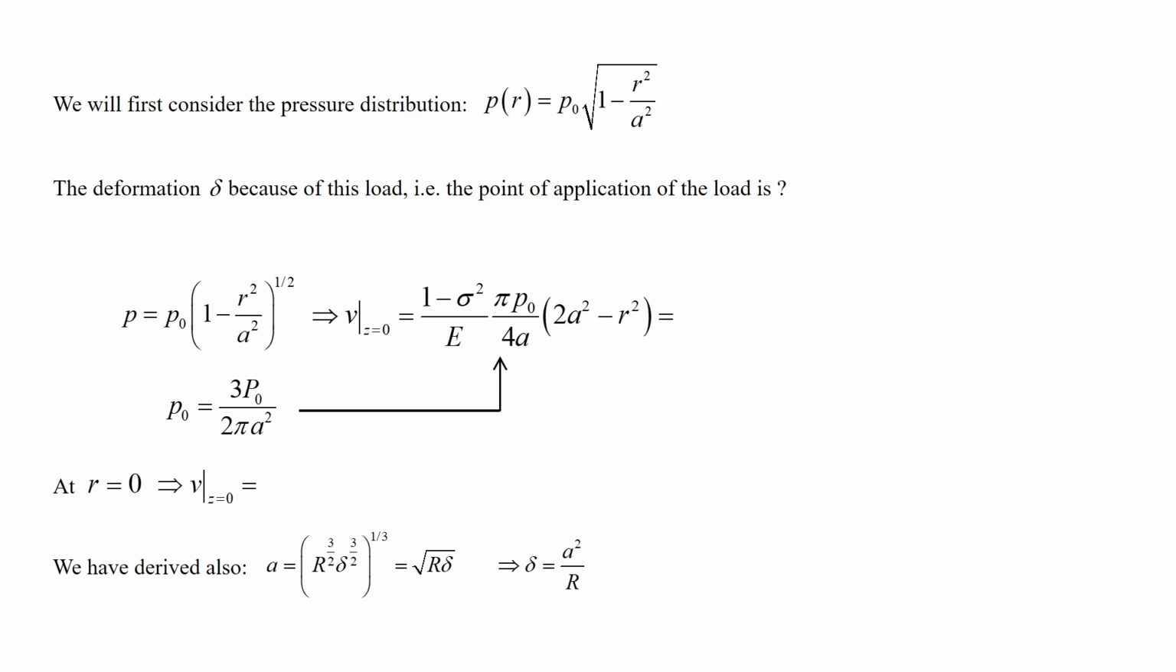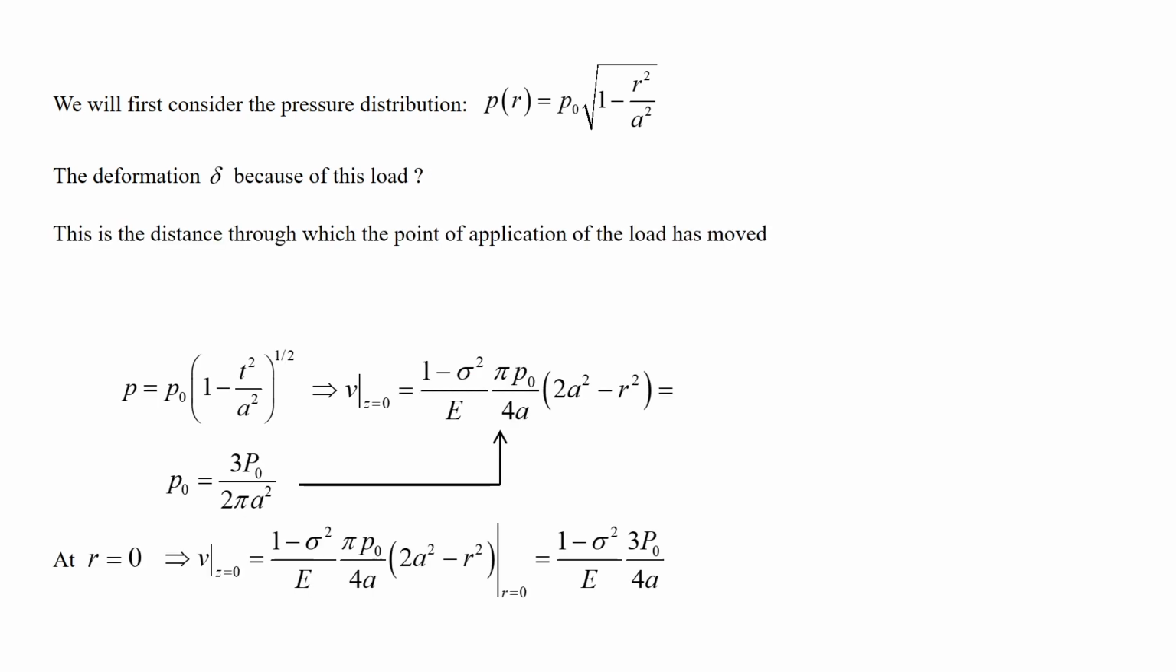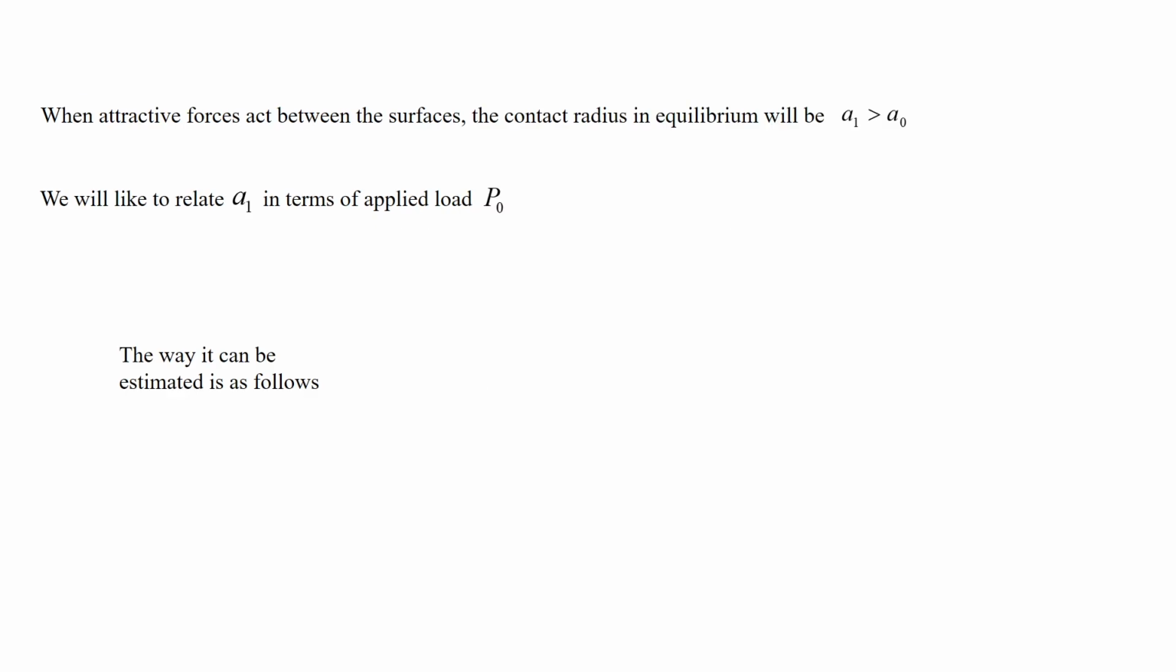So, now we will first consider the pressure distribution P r equal to this, and for that we have already estimated the expression for vertical displacement at any point, which is given by this particular equation, and delta is equal to s. So, we have derived this. The deformation delta because of this load, that you also know. Now, with attractive forces between the surfaces, the contact radius in equilibrium will be greater than a 0. So, we would like to relate a 1 to the applied pressure P 0.